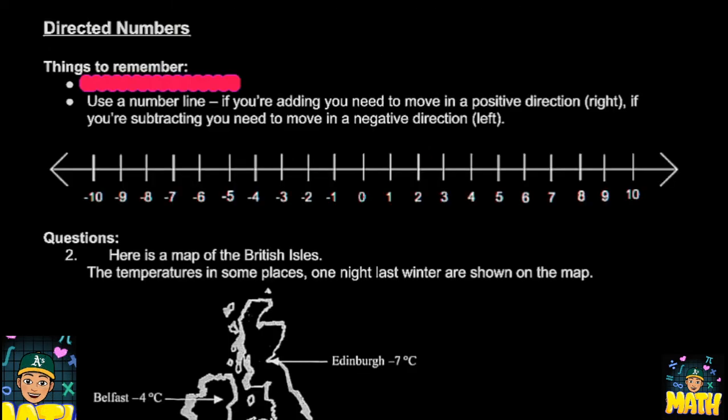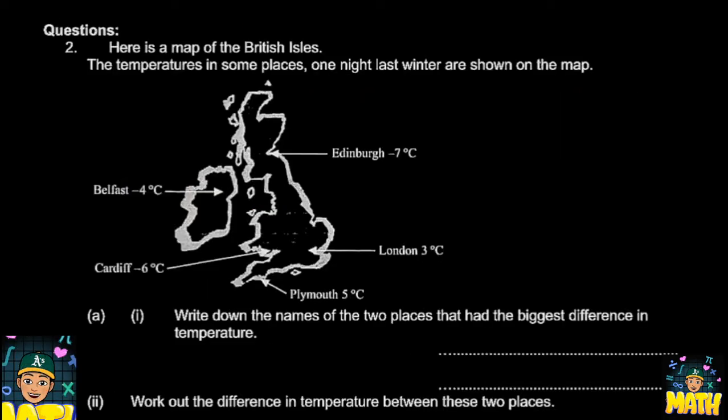So we're going to begin with directed numbers. Directed numbers are also called integers. So the thing you need to remember is this: when you use a number line, if you're adding, you need to move in a positive direction or to the right. And if you're subtracting, move in the negative direction or to the left.